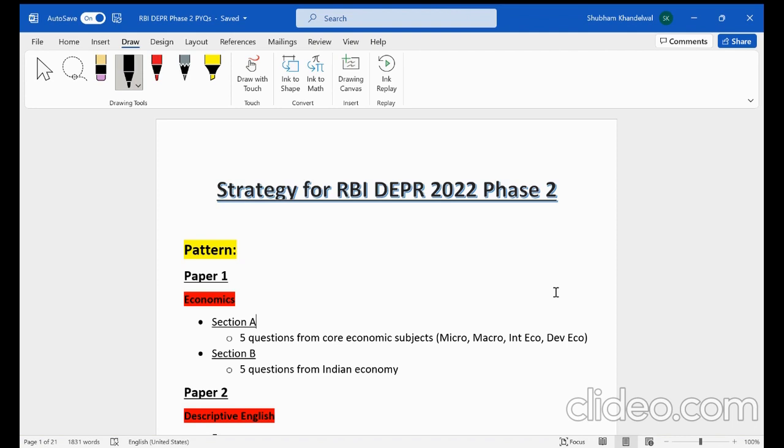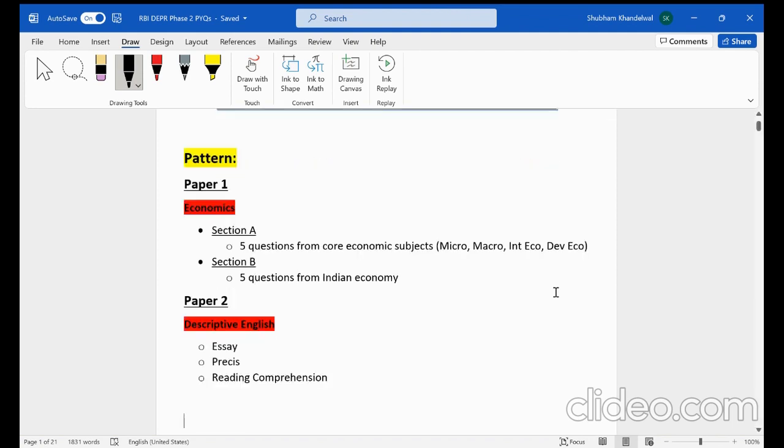Now, for the people who will be appearing for Phase 2 this year, firstly, let us discuss the pattern of the Phase 2 exam. The pattern is really simple. You have two papers. Paper one is of economics, which will be of 3 hours and conducted in the morning shift. Paper two is descriptive English, which is of 1.5 hours and conducted in the afternoon shift.